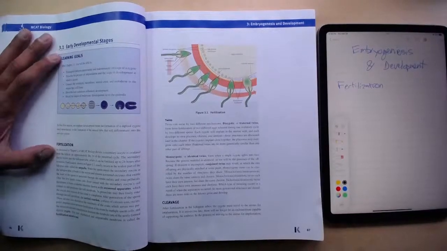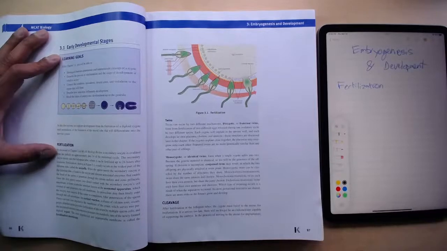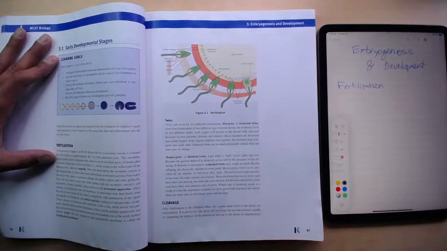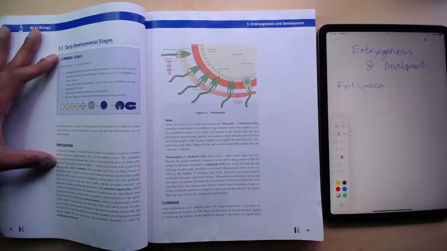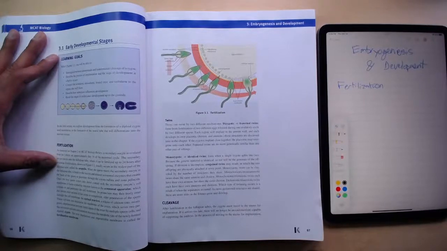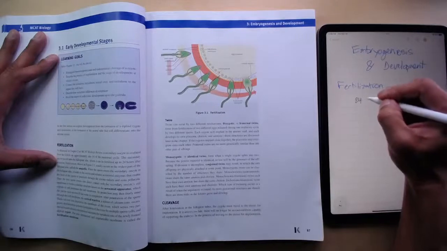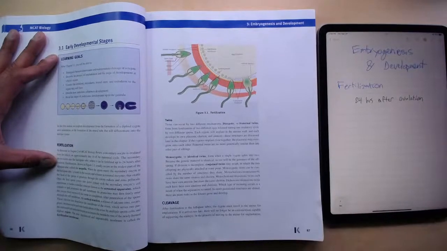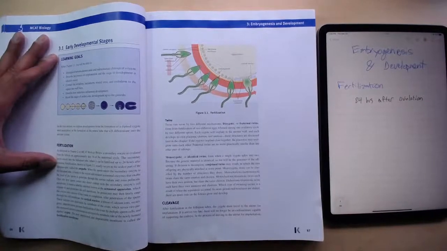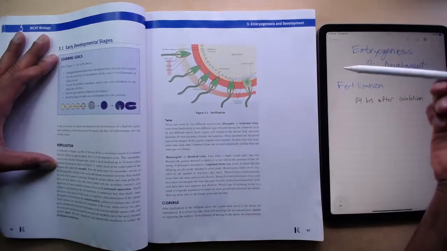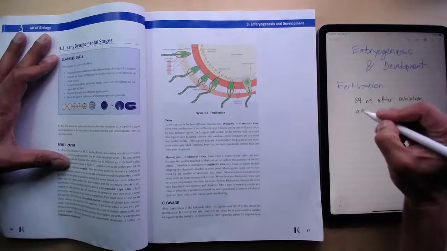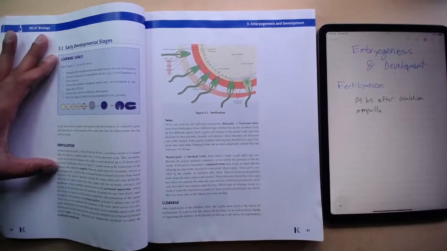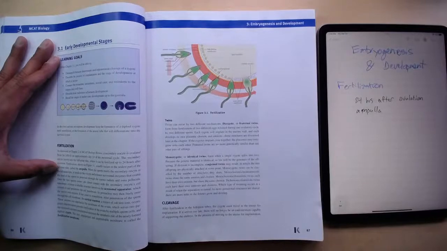As discussed in Chapter 2, a secondary oocyte is ovulated from the follicle on approximately day 14 of the menstrual cycle. The secondary oocyte travels into the fallopian tube where it can be fertilized up to 24 hours after ovulation. Fertilization, shown in figure 3.1, occurs in the widest part of the fallopian tube called the ampulla.